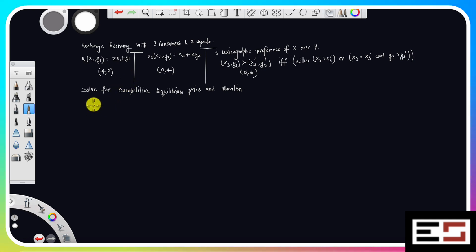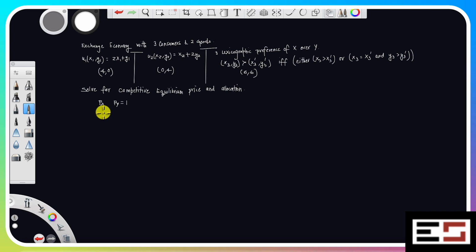So we can take the price of commodity y as the numeraire, and let px denote the price of commodity x, and let py be 1. So that's the numeraire commodity, and we just need to solve for px. We need to find px at which the demand for x equals the supply of x, and the demand for y equals the supply of y.